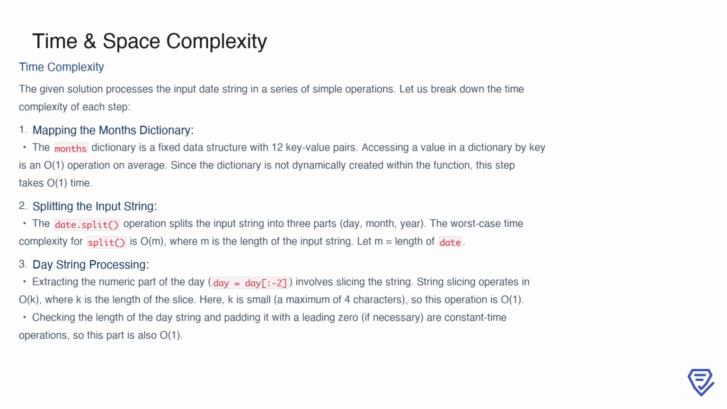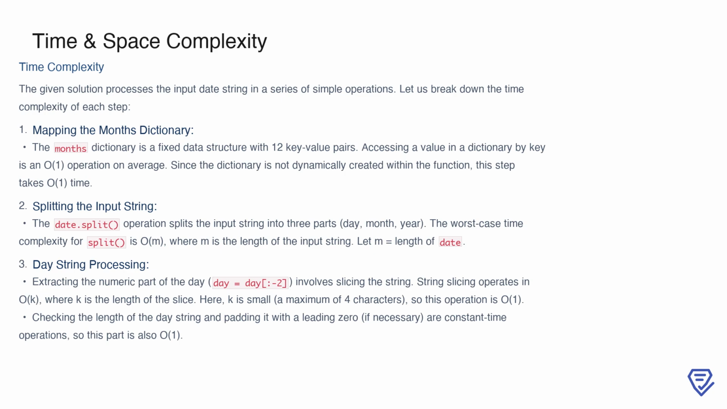The time complexity of the solution can be analyzed by breaking down each step involved in processing the input date string. First, the months dictionary is a fixed structure containing 12 key-value pairs for mapping month names to their numerical equivalents. Accessing any value in this dictionary is an O(1) operation, as dictionary lookups are constant time on average. Since the dictionary is predefined and not created dynamically during execution, it contributes O(1) to the overall complexity. Next, the date.split operation is used to separate the input string into three parts: day, month, and year. This split operation has a worst-case time complexity of O(m), where m represents the length of the input string.